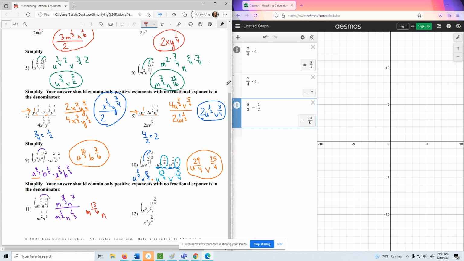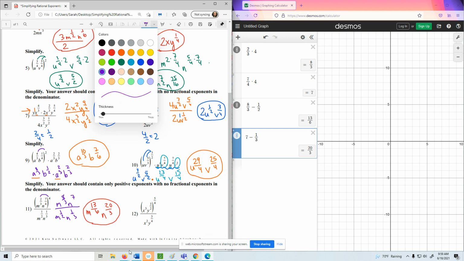And then we're going to do the same thing with the n. 7 minus the bottom exponent, 1 over 3. Switch that to a fraction, and I get 20 over 3. That's my final answer for that one. Last but not least, number 12, same idea.